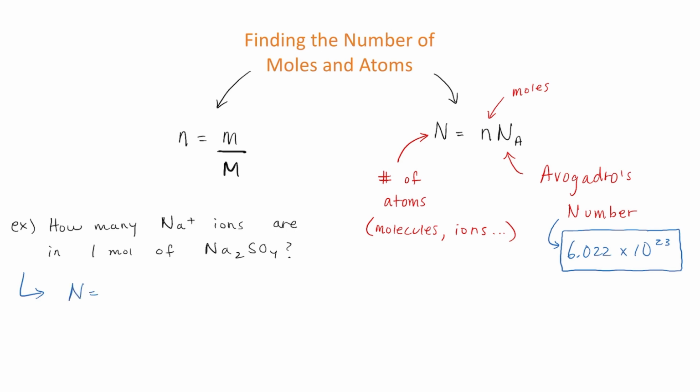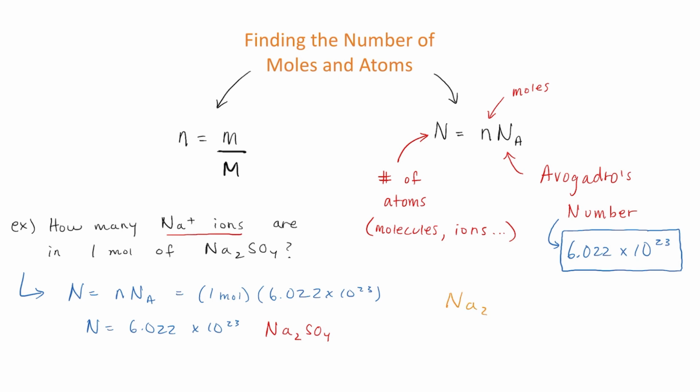Now you might think, oh my goodness, this is so easy. All I have to do is multiply 1 mole by Avogadro's number, and that gives me 6.022 times 10 to the 23. But that answer would not be correct, because that represents the number of sodium sulfates, and I had asked you to find the number of sodium ions.